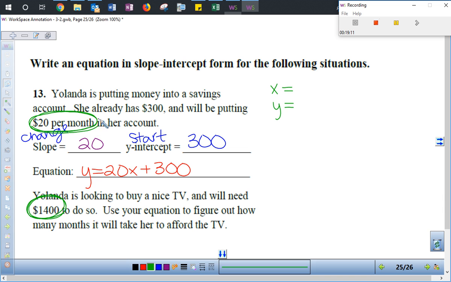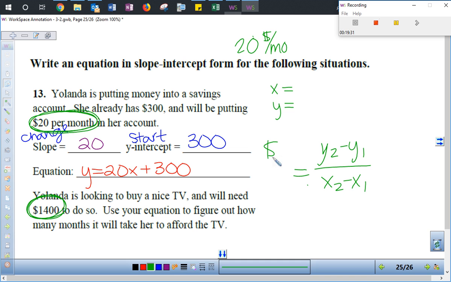Now notice the slope said $20 per month. That would be written as $20 per month, so my fraction would be dollars over month. Now remember, slope was y sub 2 minus y sub 1 over x sub 2 minus x sub 1. So if it was dollars per month, that means y would represent my money and x would represent my months. So x is months and y is money.